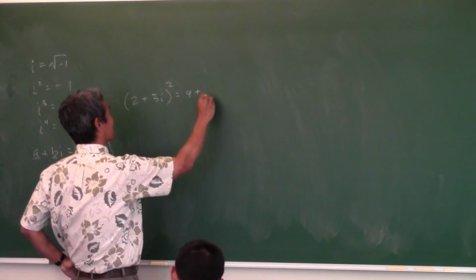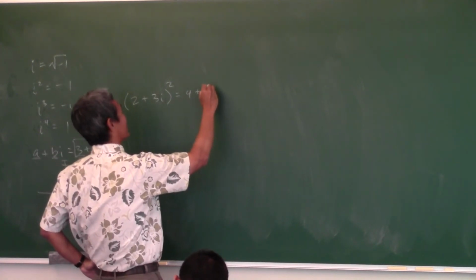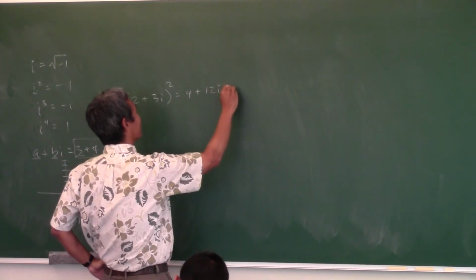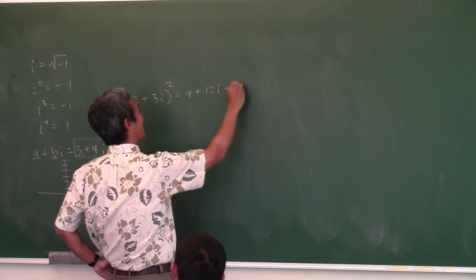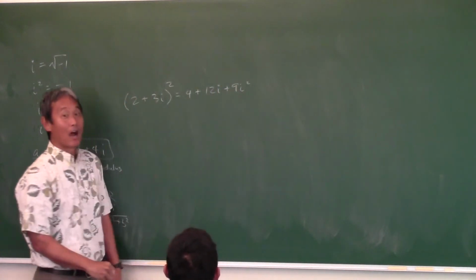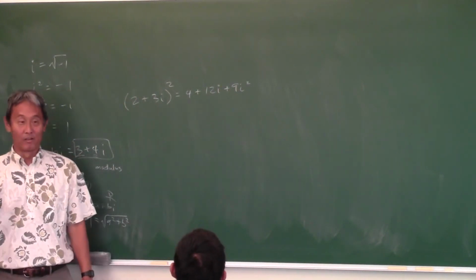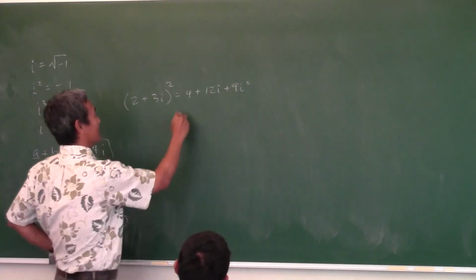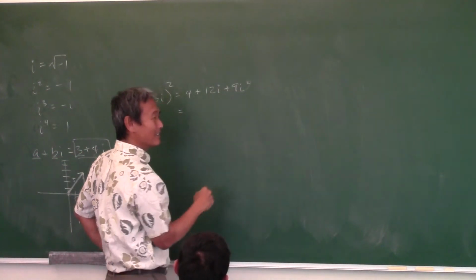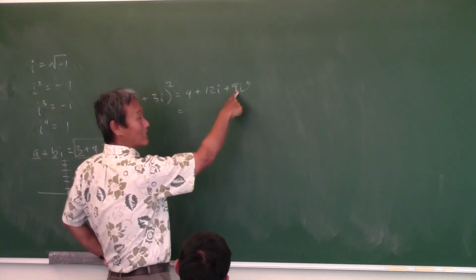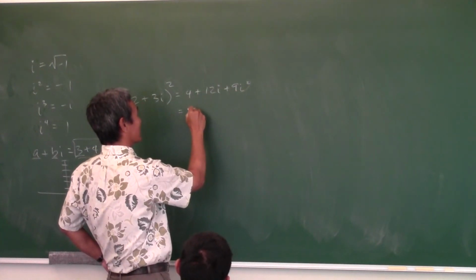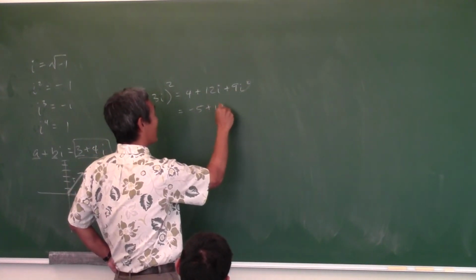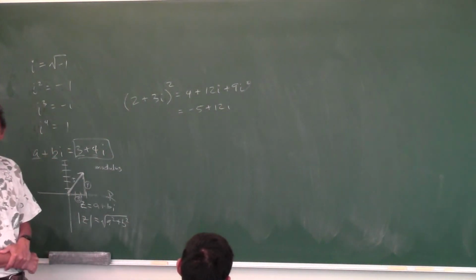Okay, square this, simplify, go! 4 plus 6i, oh you gotta be joking, 12i plus 9i squared. And if you're asking how come it's 12, just go home. Okay, but what is i squared again? -1. So this is actually -9. So what's your answer? -5 plus 12i. There you go. That's how you simplify it.